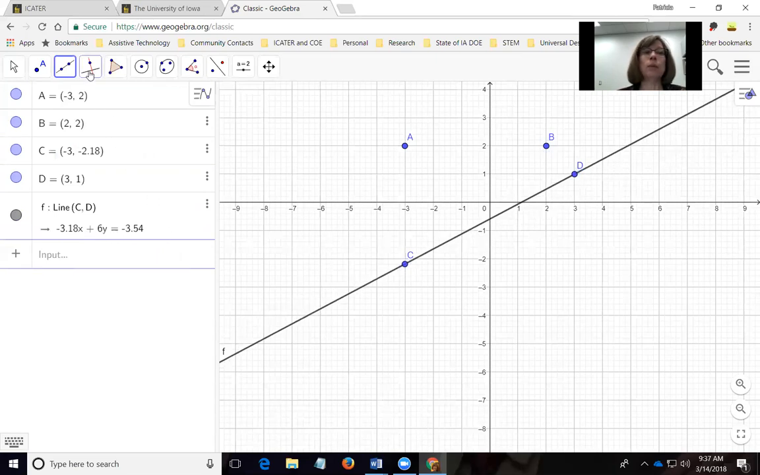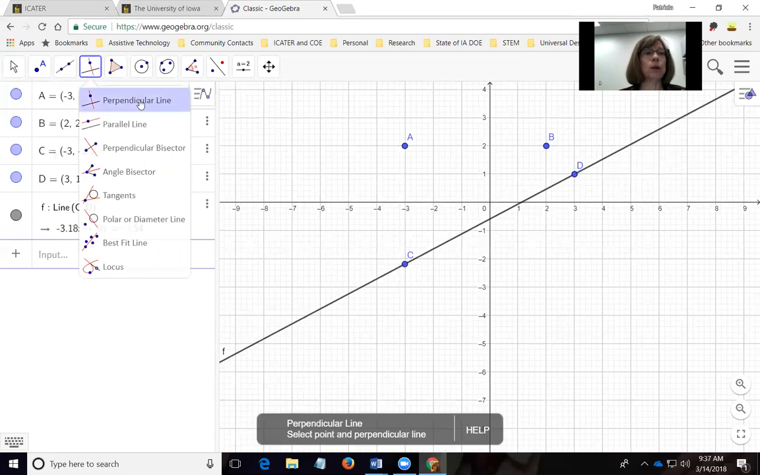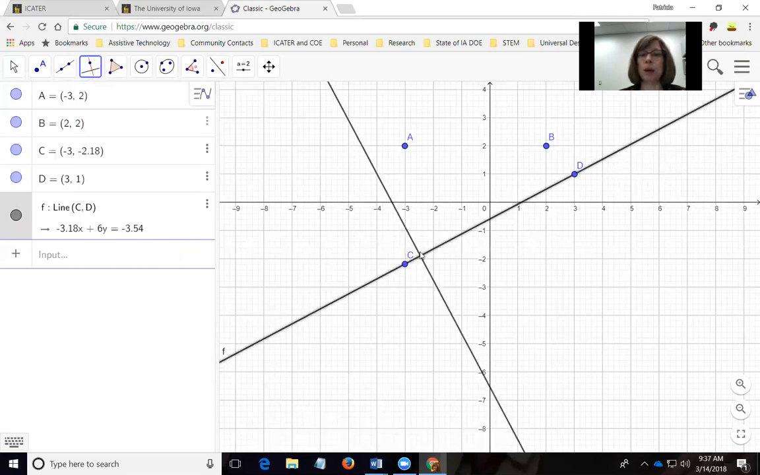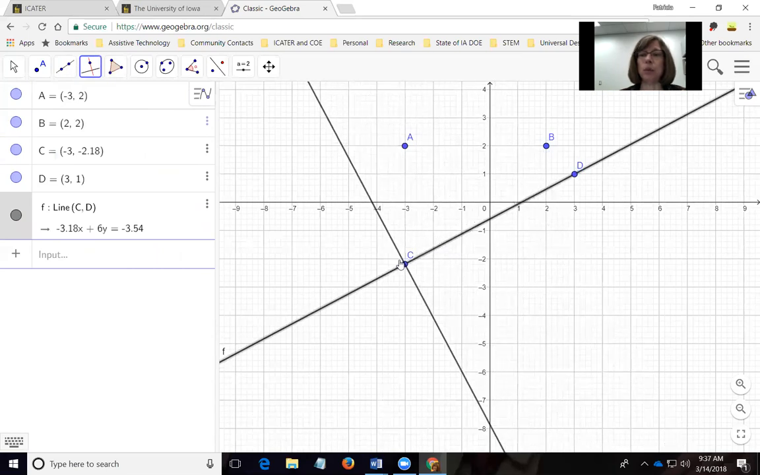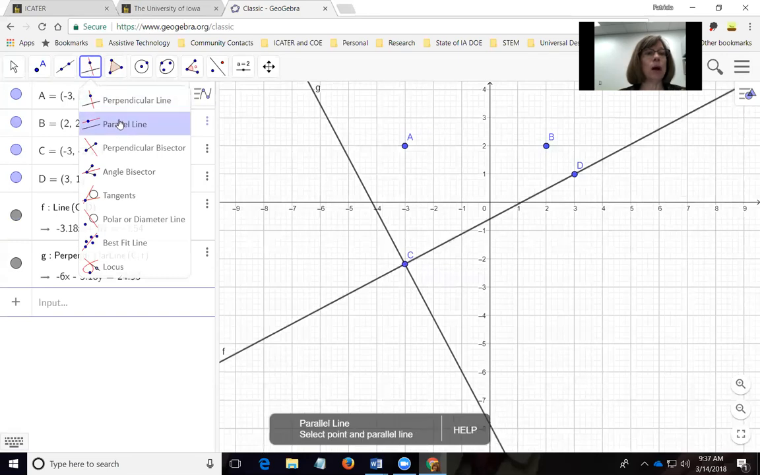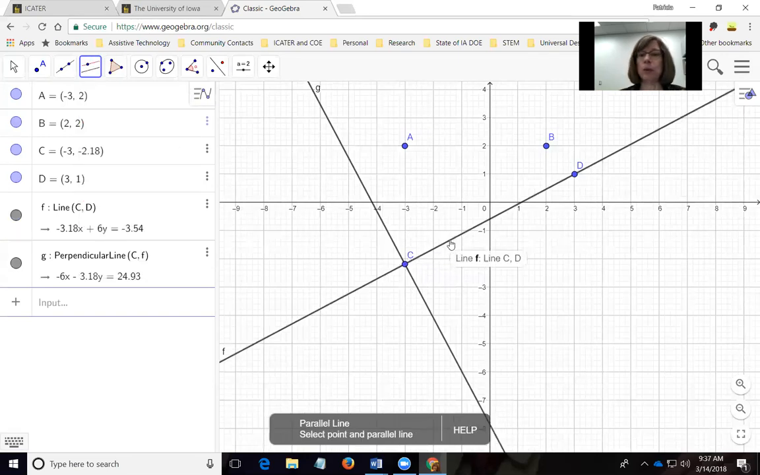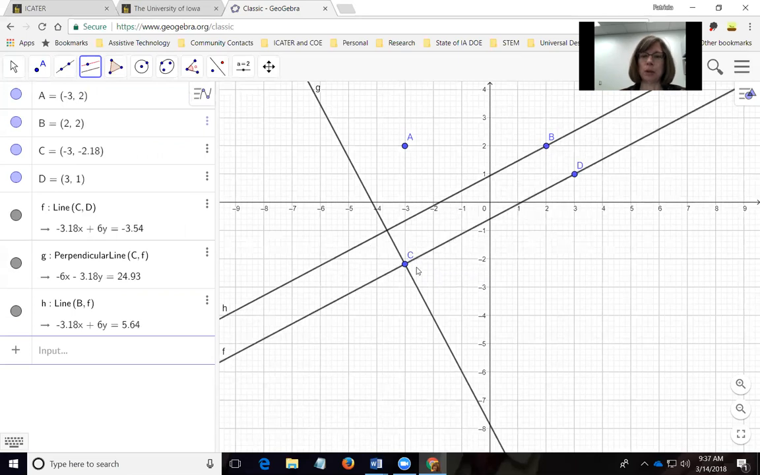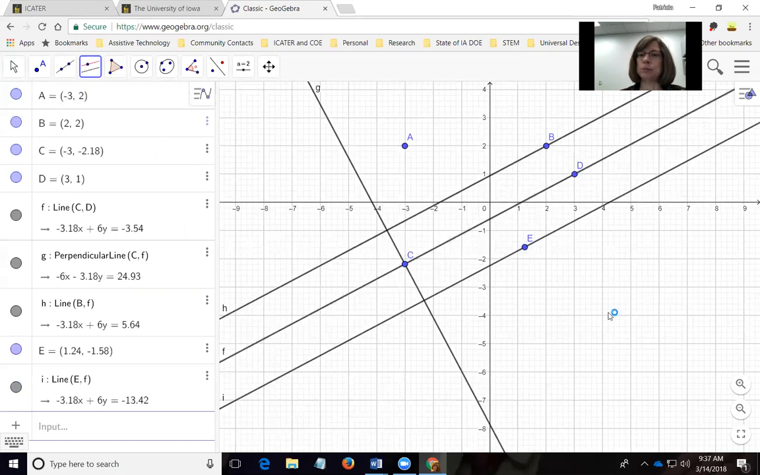I can make perpendicular lines or parallel lines to this line. So I'm going to try to make a perpendicular line, and I make a perpendicular, and I could move it, maybe I want it right on top of C. And I can make a parallel line. So maybe I want a parallel line to this, and I want it to intersect with B up here. Or I could make another one and have it intersect just anywhere. It doesn't have to intersect with a specific line.